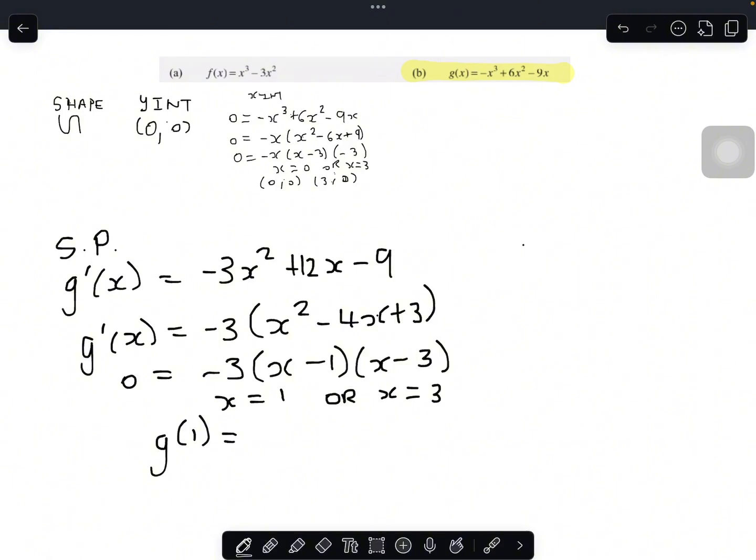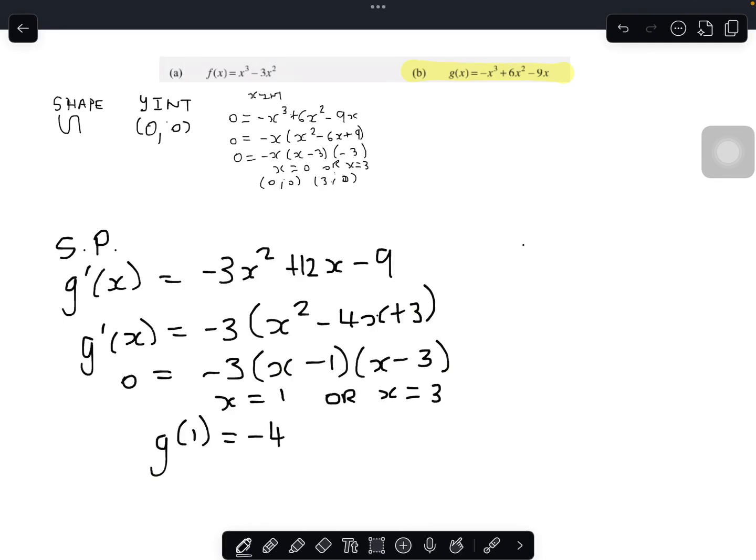And if you put that into a calculator, you're going to put negative open brackets 1 close brackets to the power 3 plus 6 open brackets 1 close brackets to the power 2 minus 9 times 1, which will give me negative 4.